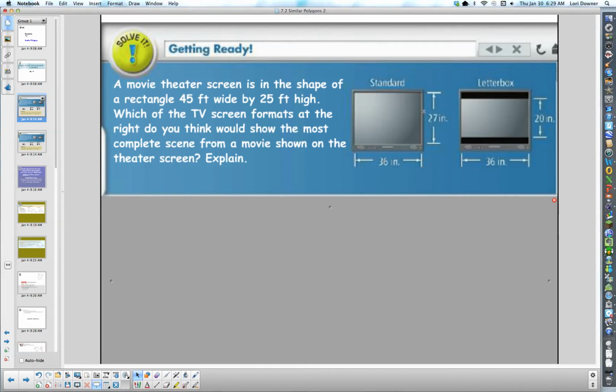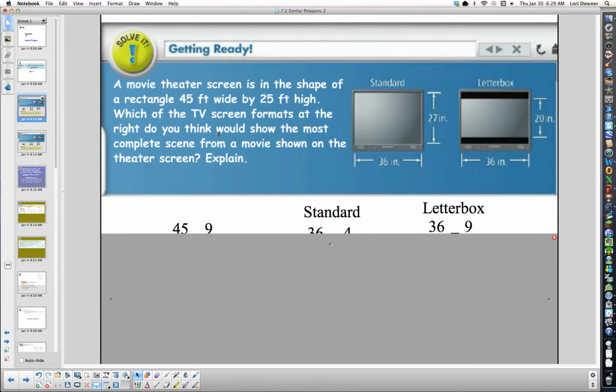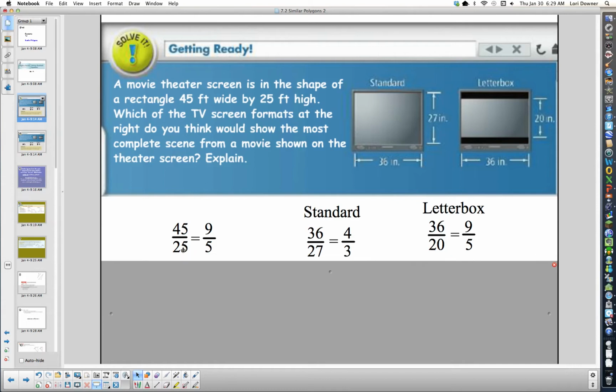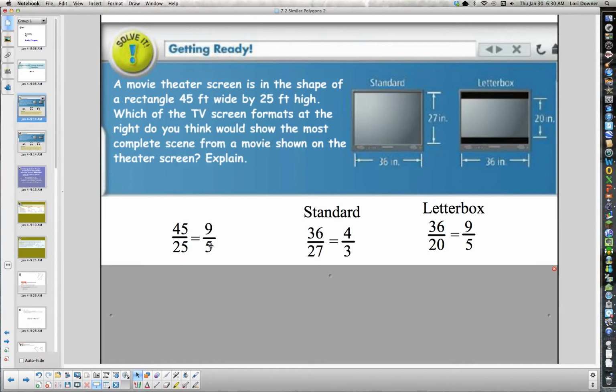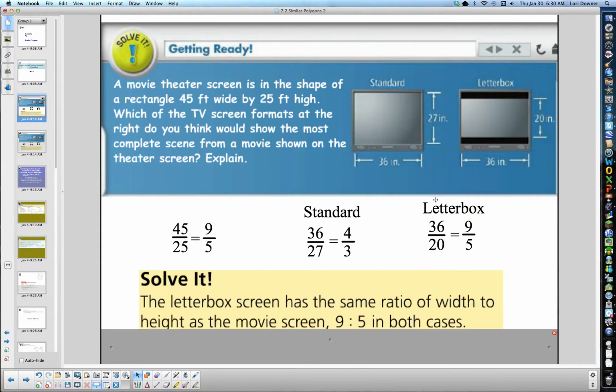You can see that the standard and the letterbox are also in a ratio, 36 wide, 27 high, and 36 wide, 20 high. If we take those ratios and reduce them, on the movie screen, 45 over 25 reduces to 9/5. In the standard screen, it reduces to 4/3, and in our letterbox, we get 9/5. So you can clearly see that the letterbox screen has the same ratio of width to height, so that would be the better screen to show it on.